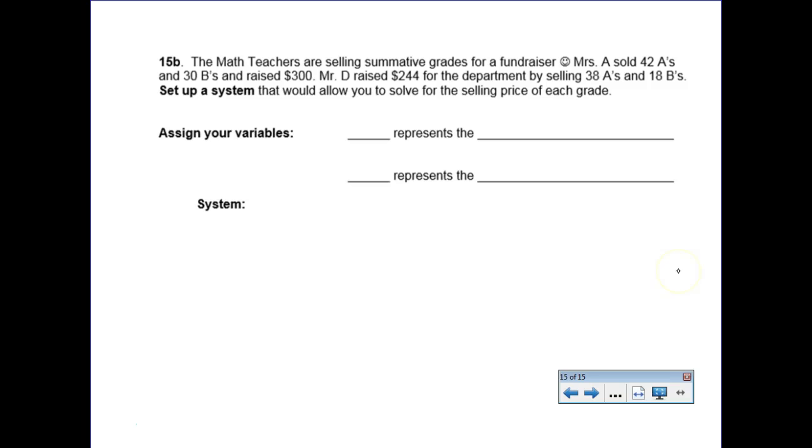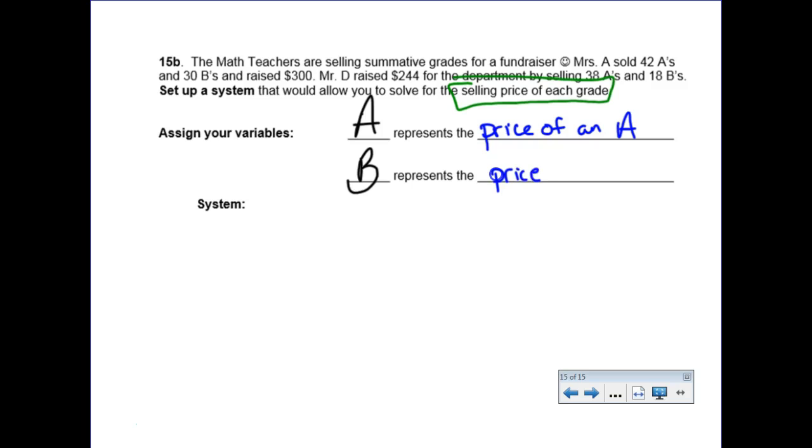So similarly here, I love this problem. The math teachers are selling grades as a fundraiser. You wish. Mrs. A sold 42 A's and 30 B's and raised $300. Mr. D raised $244 by selling 38 A's and 18 B's. Set up a system, tell me your variables. So wouldn't it make sense if we said A and B are the unknown things? Now be careful. It is the selling price for each grade. So don't just say A represents A's. It's the price of an A, and B is the price of a B.